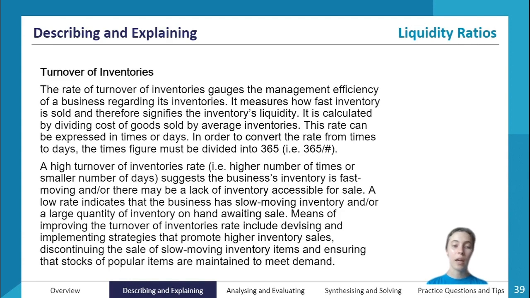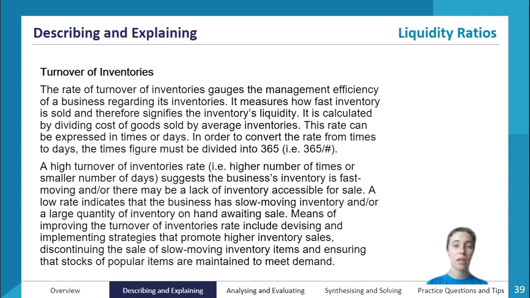So the rate can be expressed again in times or days, and it's that same process in order to convert it from times to days. So a high turnover of inventories, so a higher number of times or a small number of days, suggests the business's inventory is fast moving, or there could be a lack of inventory for sale.